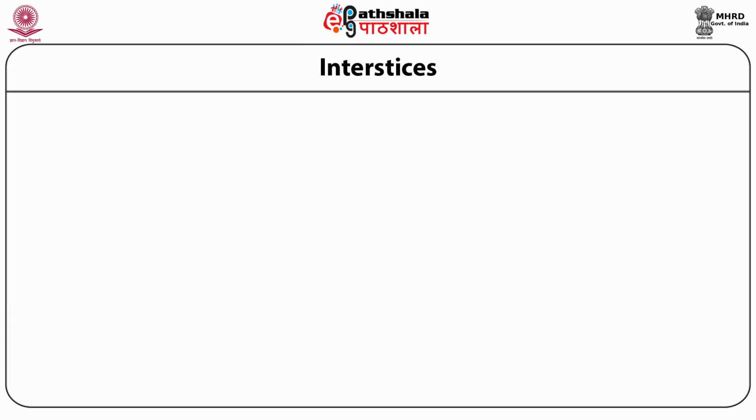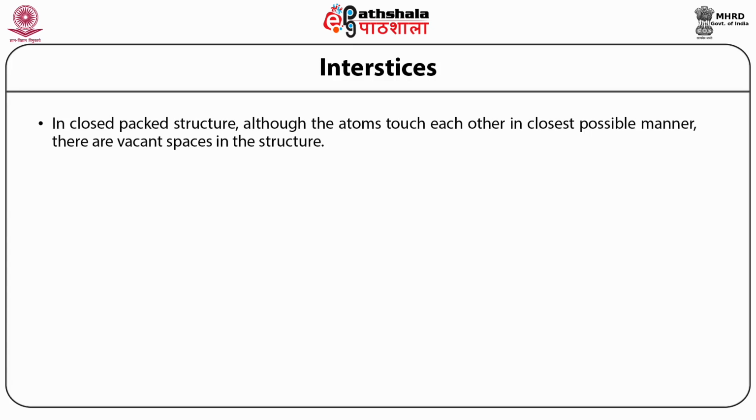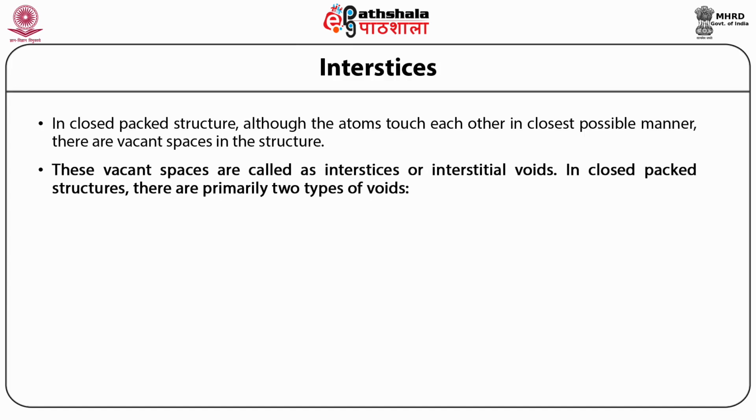Interstices in the structures. In close packed structure, although the atoms touch each other in the closest possible manner, there are vacant spaces in the structure. These vacant spaces are called interstices or interstitial voids. In close packed structures, there are primarily 2 types of voids. First is tetrahedral void, second is octahedral void.